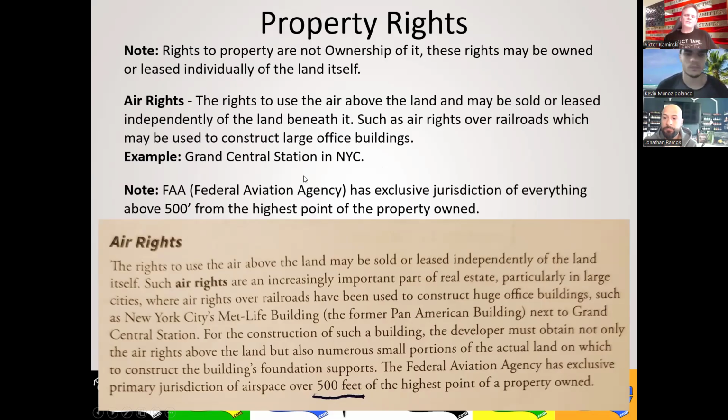FAA, the federal. So does that mean that you could prevent airplanes from flying above your house because you own everything above it to infinity? No. No, because the FAA has exclusive jurisdiction of everything above 500 feet above the highest point of your property.